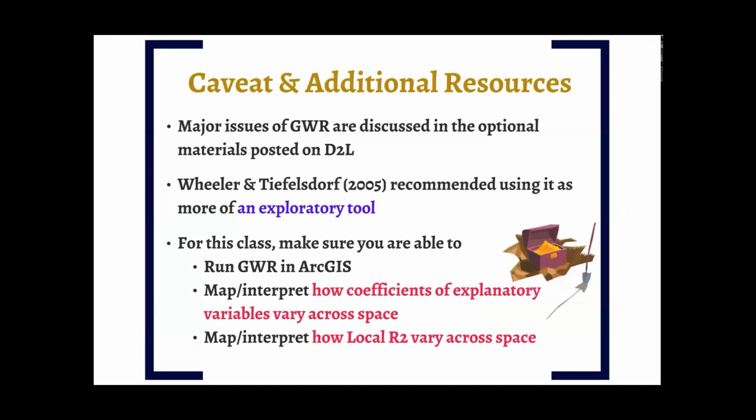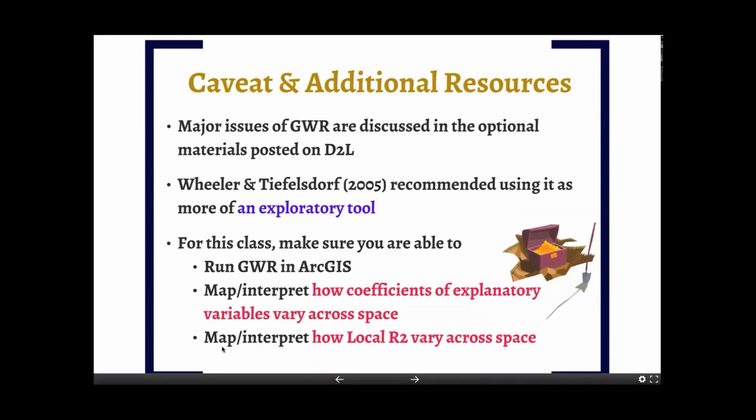And second, how to map and also interpret how the different coefficients of explanatory variables change across your study area. Basically you see some positive relationships, you see some negative relationships, and why is this happening? How does the trend change? And third, how to map and interpret how the local R-squared value varies across space.